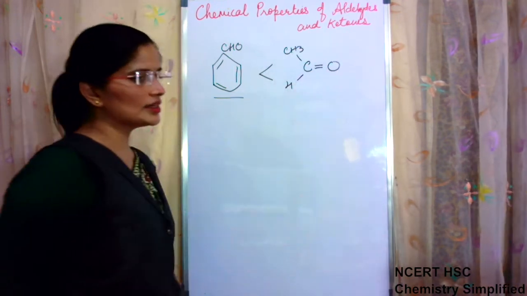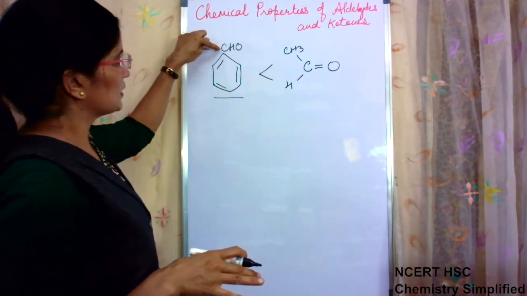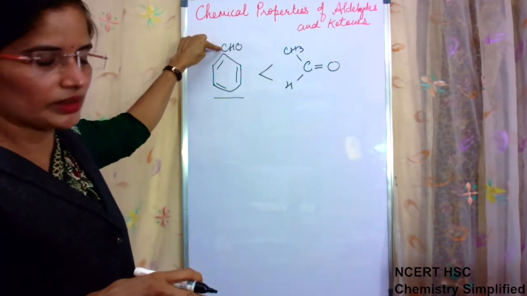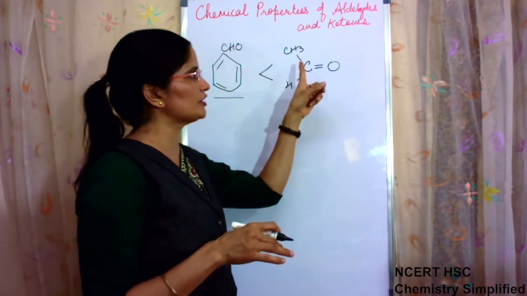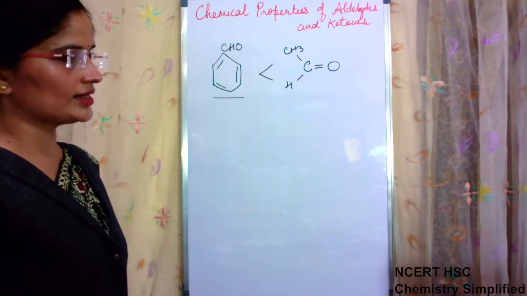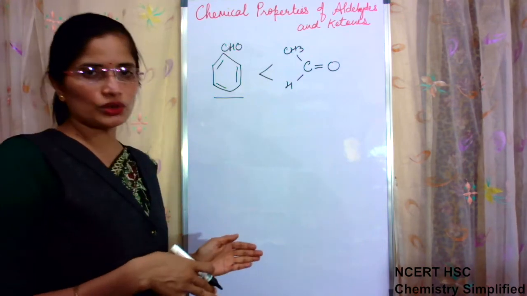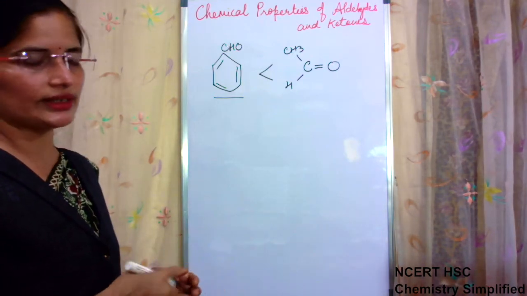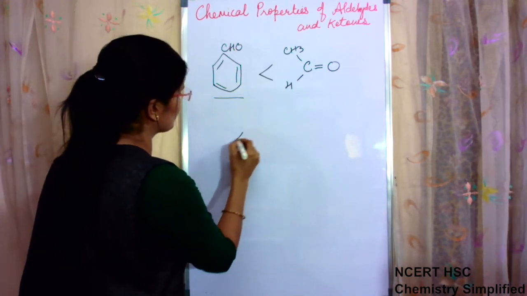aldehyde. The reason for this: any factor which is increasing the electron density on the carbon will decrease its reactivity, because in these types of reactions we want the carbon atom to be more positive, so that it is highly electrophilic in nature. And when it is highly electrophilic, the nucleophile will attack on it easily. Okay. So in case of benzaldehyde, what happens?